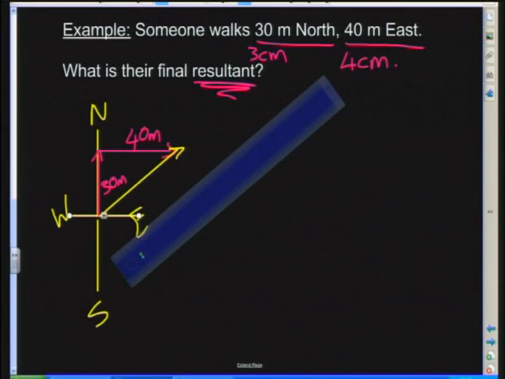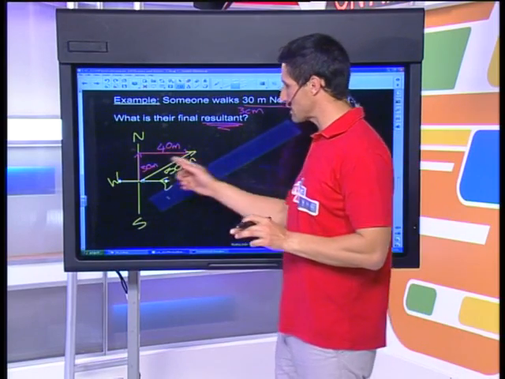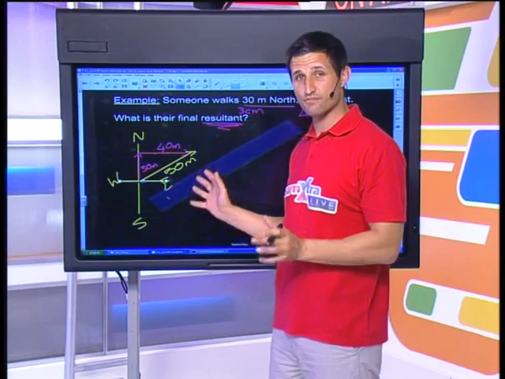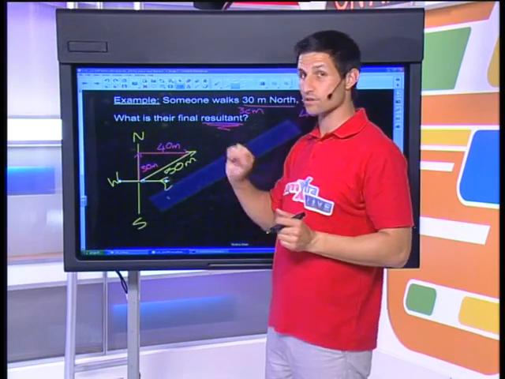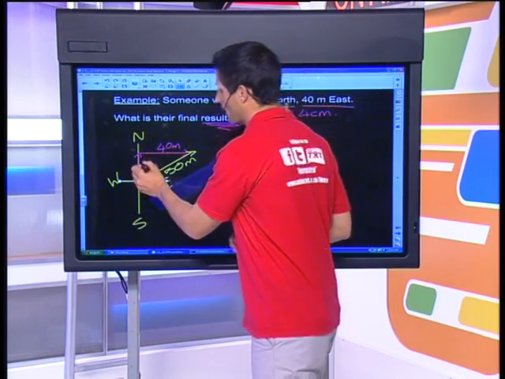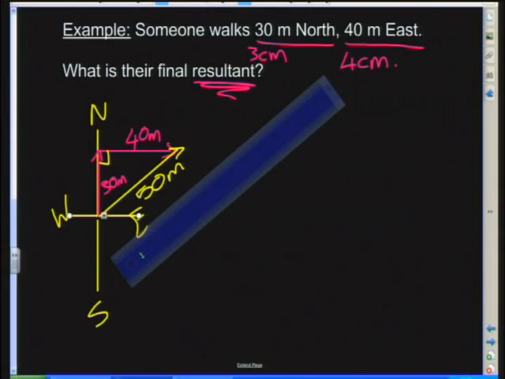That's very interesting. Why 5 centimeters? Because that works out to be 50 meters. Now guys, I hope that you've seen this ratio of 4 to 3 to 5 before, because guys, this is a Pythagoras triangle, because look, I've got a 90 degree over here. So I can say that my resultant is 50 meters, but now I need to give it a direction.